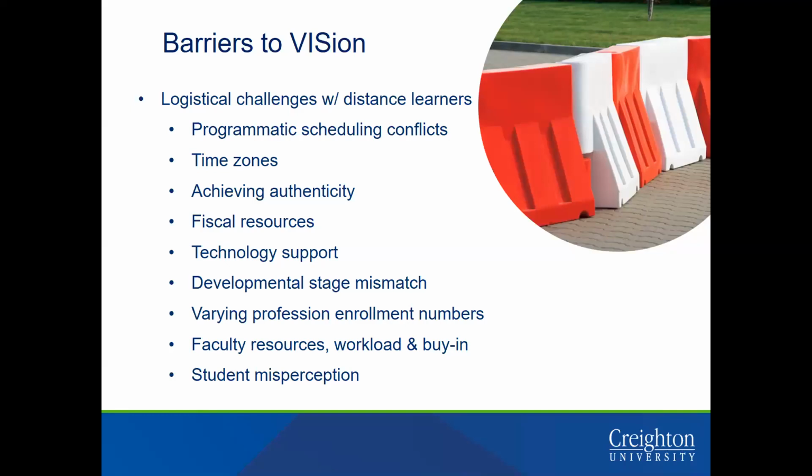Programs with varying enrollment numbers may also be an issue, where you have a student cohort from one discipline that has, for example, 50 students, and you're trying to pair them with a cohort from another program that has 100 students or more. And we can't forget about the limitations on faculty resources, workload, and buy-in. Students may also have a misperception that learning online is easier and that online students are somehow lazy or lesser, which hopefully now they're quickly learning is not the case. Next slide.